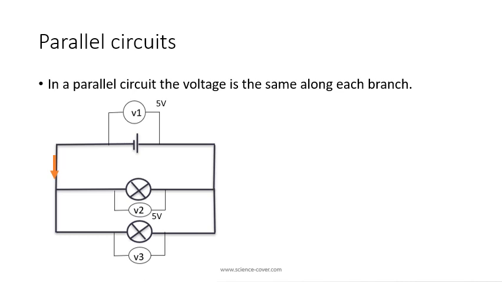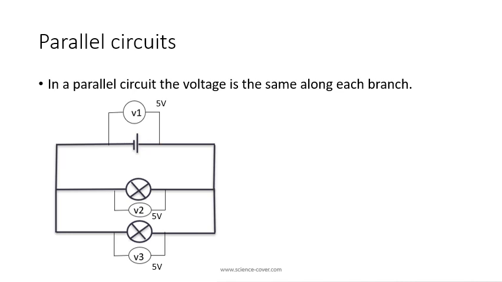And let's imagine this time the electrons are taking the route around the bottom of the circuit. Again, there is only one bulb on this path, so the 5 volts must be lost on that one bulb. So V3 will also give a reading of 5 volts. And then the electron must complete the circuit by returning to the cell.